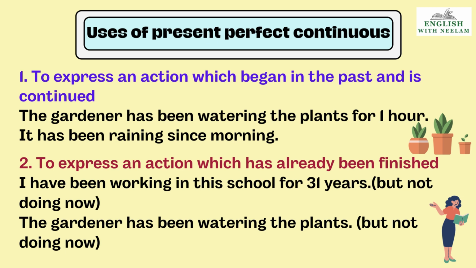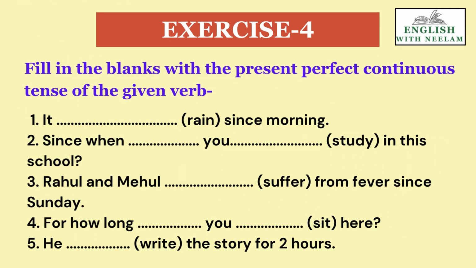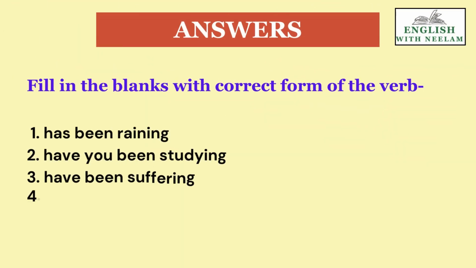Second is to express an action which has already been finished. I have been working in the school for 31 years, but I'm not working now. The gardener has been watering the plants, but not doing it now. Now children, here is the last exercise for you. Read it, solve it, and then match your answers children.